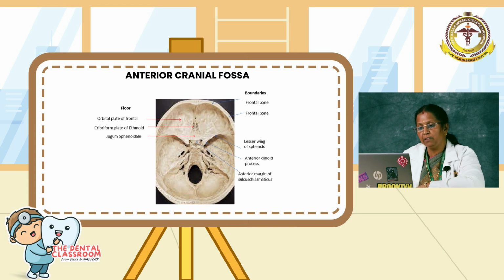Next, what are the bones forming the floor? First one is the orbital plate of frontal bone. This orbital plate of frontal bone is a part of frontal bone. There is a horizontal part. The vertical part will be called the squamous part. Within this, it encloses a frontal sinus. Next one is the cribriform plate of ethmoid seen in the midline. This cribriform plate of ethmoid will be porous in nature. Behind the cribriform plate, still more behind, is the jugum sphenoidale, where the body of sphenoid is present, separating it from the sphenoidal sinuses. So, these three bones form the floor of the anterior cranial fossa.